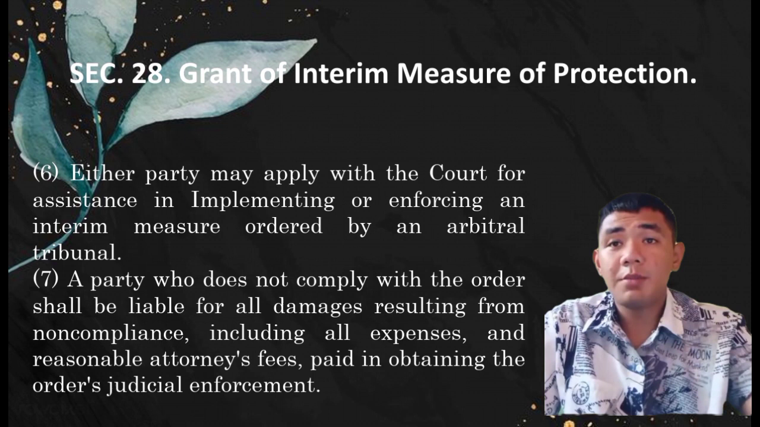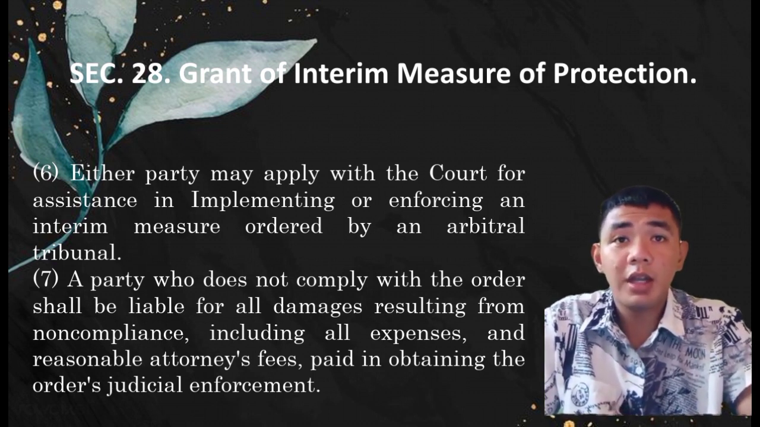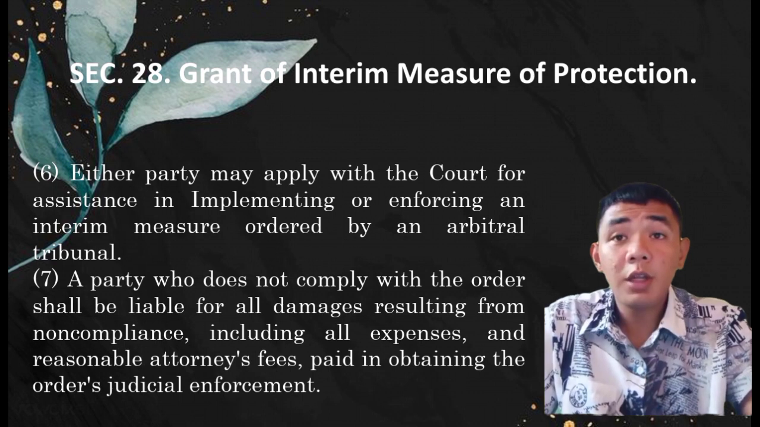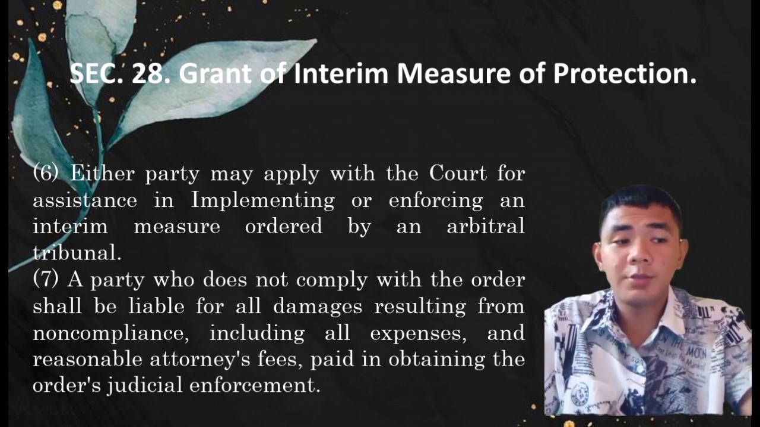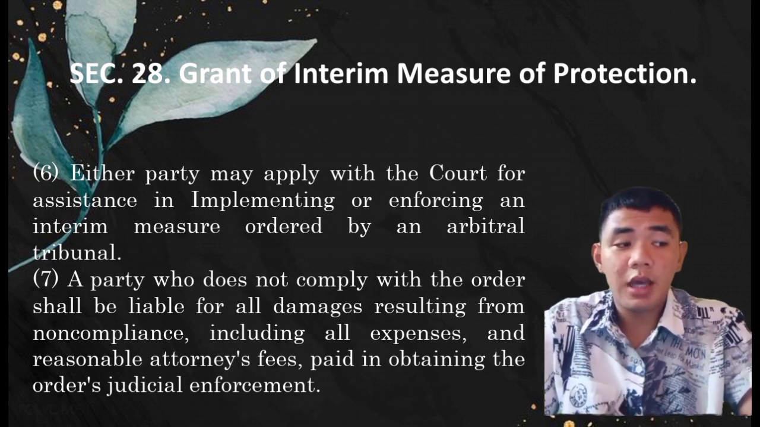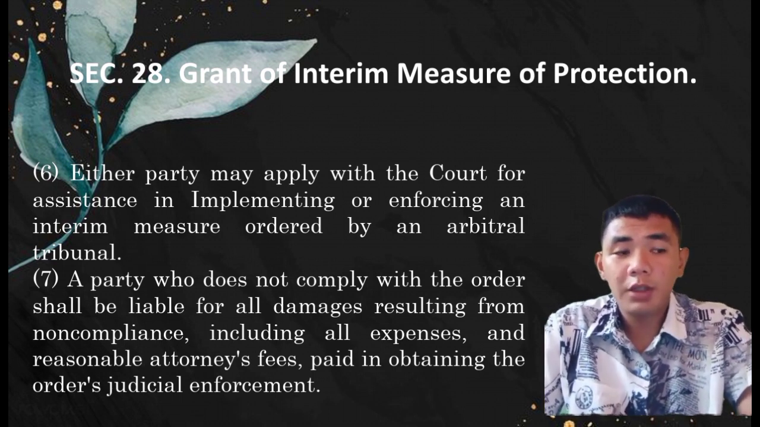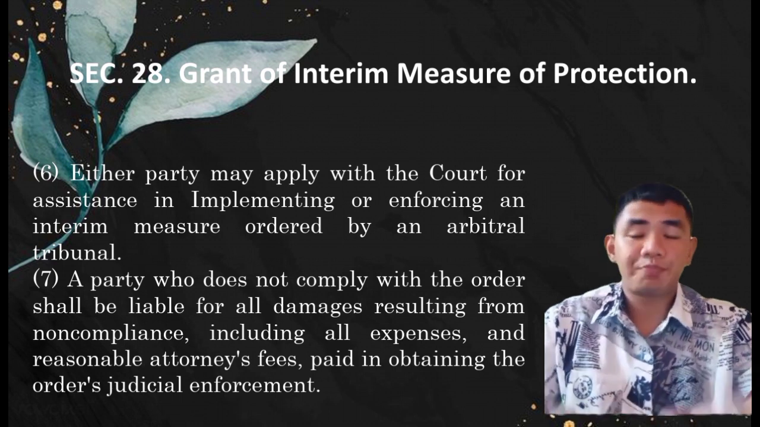And paragraph 7, a party who does not comply with the order shall be liable for all damages resulting from non-compliance, including all expenses and reasonable attorney's fees paid in obtaining the order's judicial enforcement. This paragraph states that a party who requested an interim measure of protection must comply with the conditions of the court.